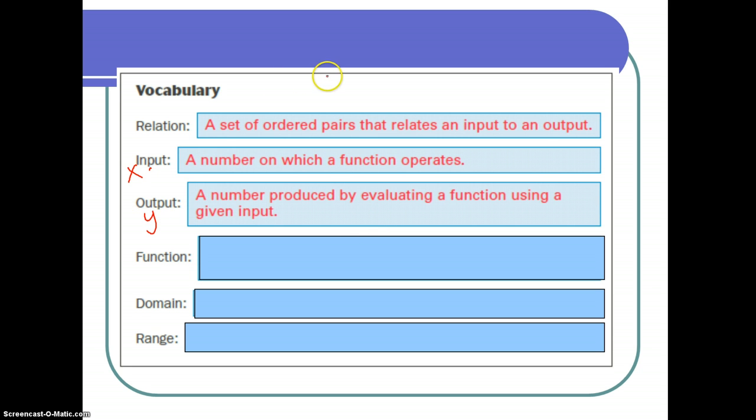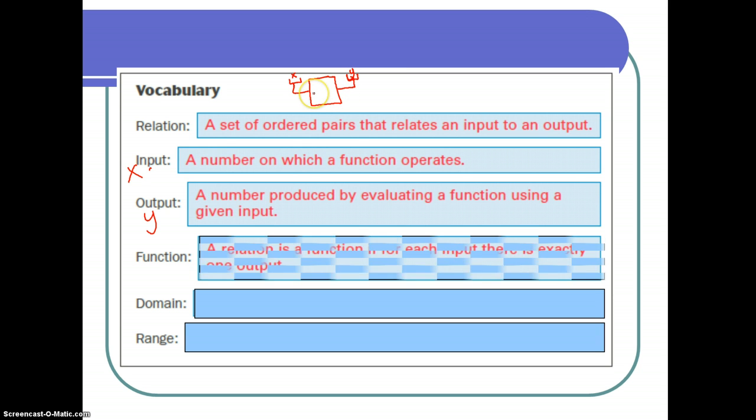You can kind of think of it as a machine. You input the x term, you do some sort of operation or rule, and you get back the y. This is actually called a function. A relation is a function if for each input there's exactly one output. Very important to this. I would write this down.